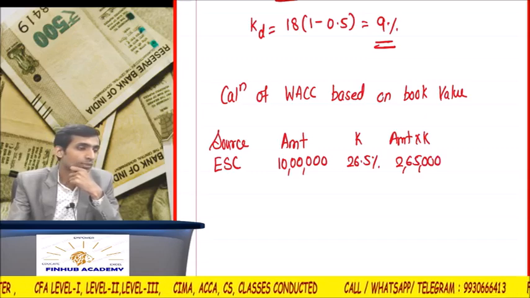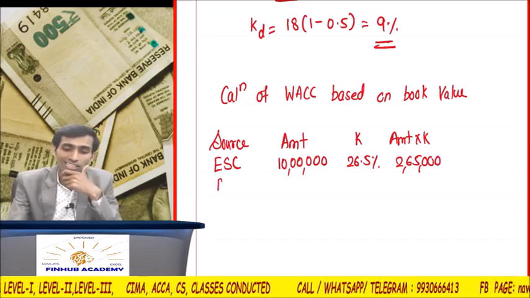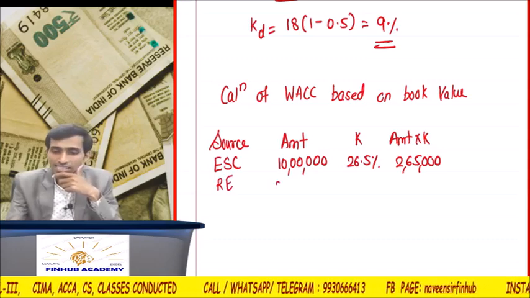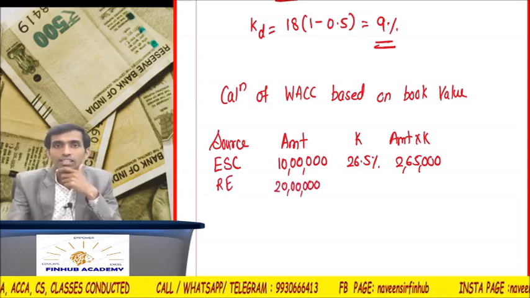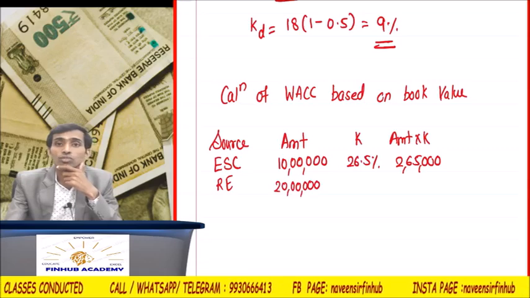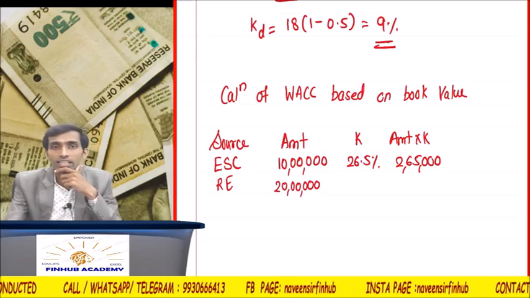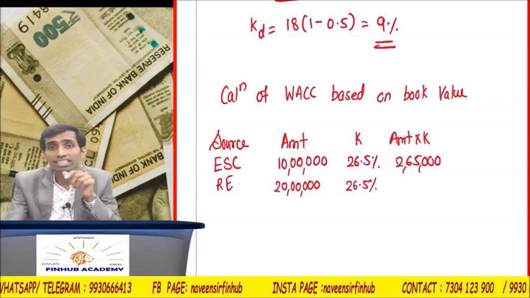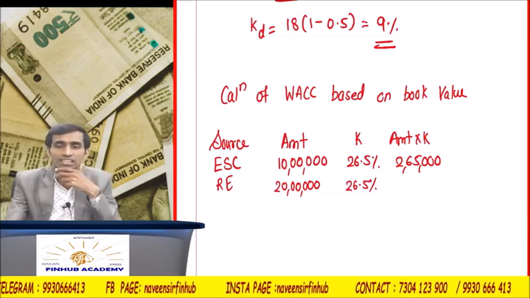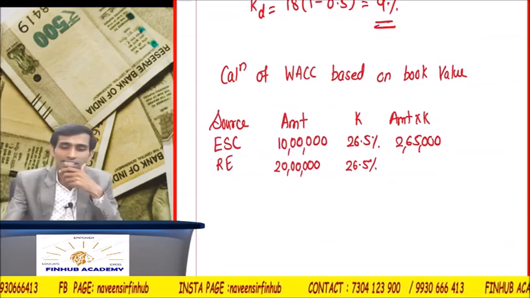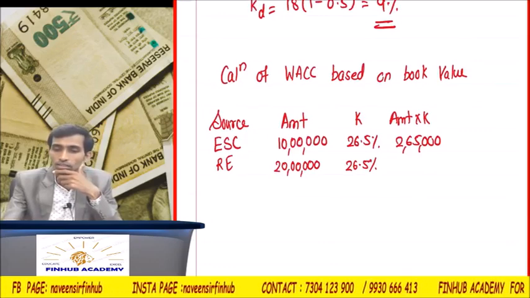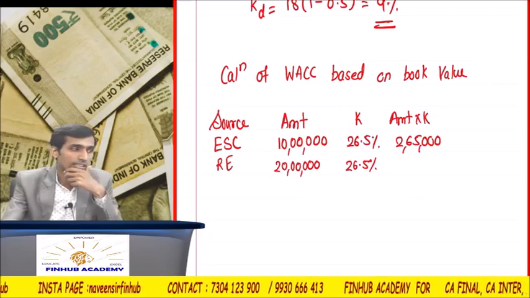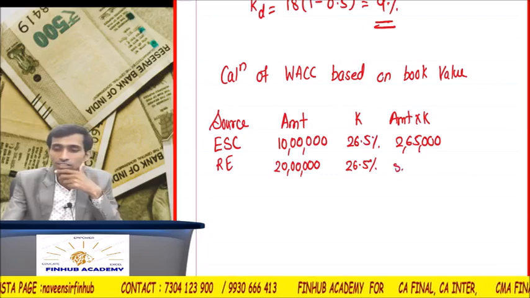After that, retained earning is given, so we will have to take retained earning. Retained earning is 20 lakhs. What will be the cost for retained earning? KE, that is 26.5%. If nothing is mentioned, then KE; if it is mentioned separately, take that. 26.5% into 20 lakhs is 5 lakh 30,000.